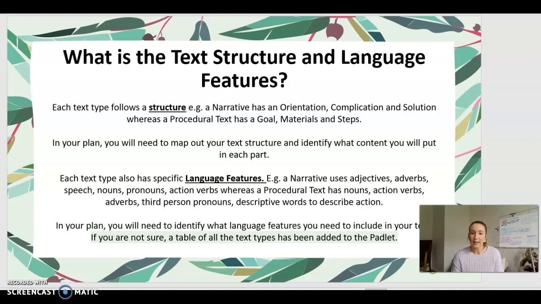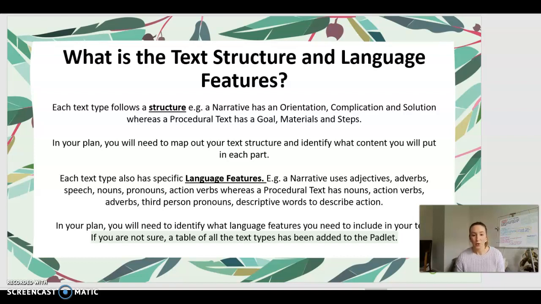We also need to look at the language features. So this is the language that we use, the types of speech we use. For example, a narrative uses adjectives, adverbs, speech, nouns, pronouns, action verbs, whereas a procedural text has nouns, action verbs, adverbs, third-person pronouns, descriptive words to describe action. So in your plan, you'll need to identify what language features to include.